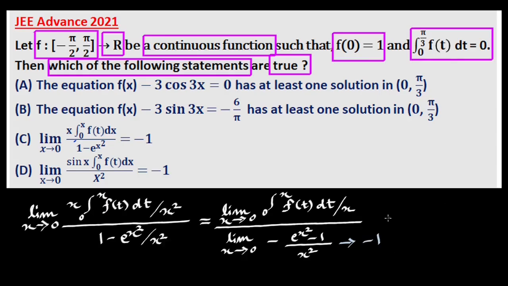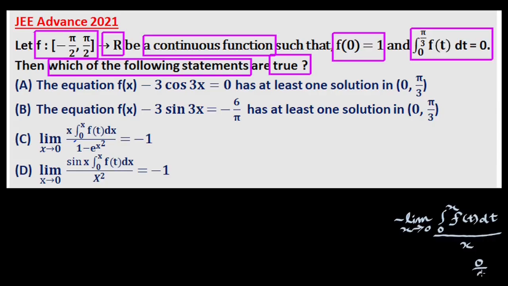So what we are left with is only the limit in the numerator, minus the limit as x tends to 0 of the integral from 0 to x of f(t) dt upon x. Now this limit is a 0 upon 0 indeterminate form which can be evaluated by L'Hopital's rule. But L'Hopital's rule demands finding derivatives of numerator and denominator. In the numerator there is a definite integral and its derivative can be found by a theorem known as Leibniz theorem, which allows derivatives of definite integrals.